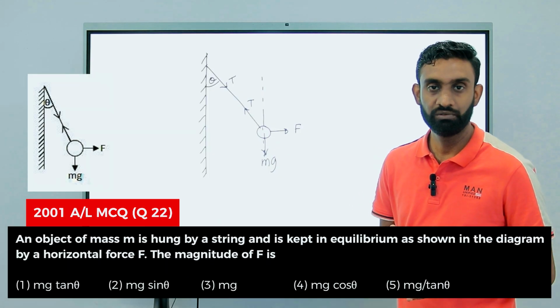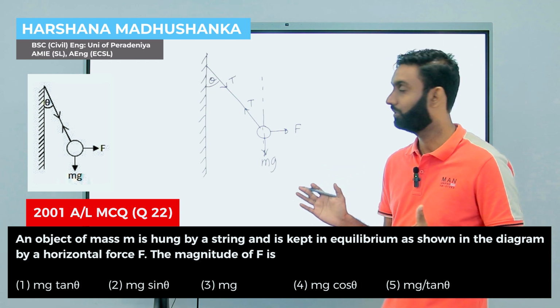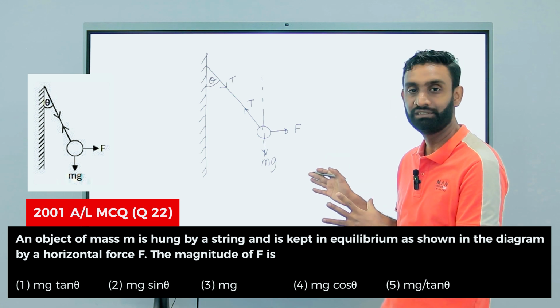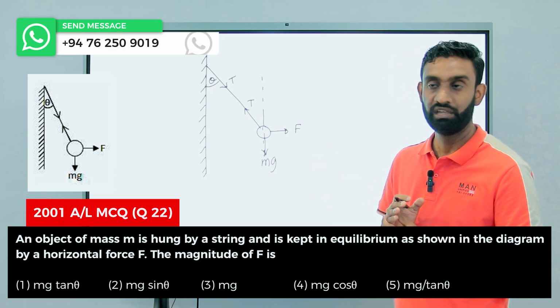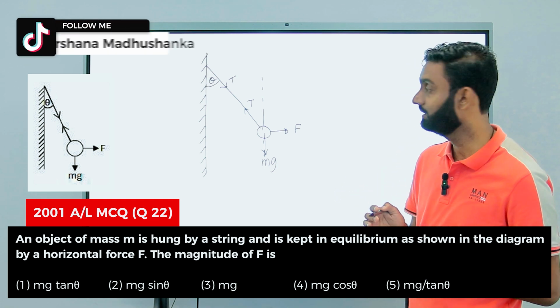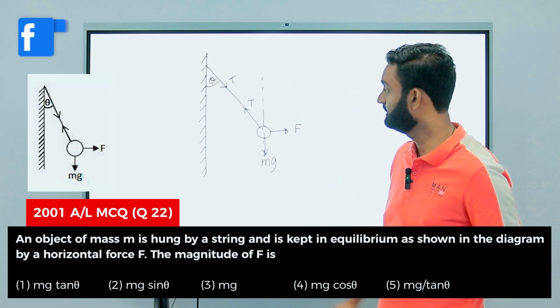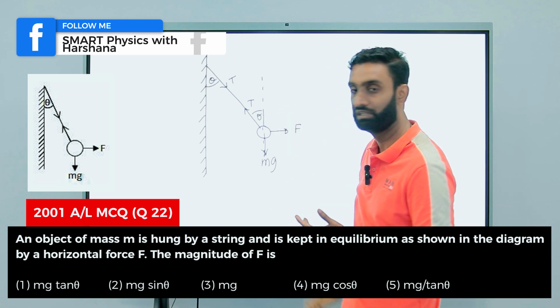2001 MCQ, 22nd question. An object is hung and there are some forces according to the figure. Now it's in equilibrium. We were asked to find out what is the value of F. Here, I drew the vertical axis, and this one vertical, then Z shape, this will be theta.